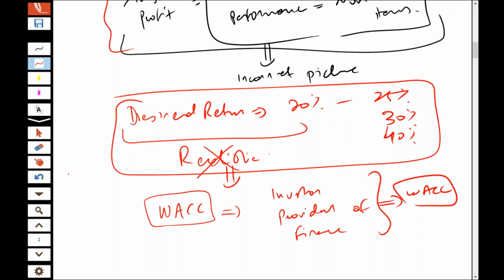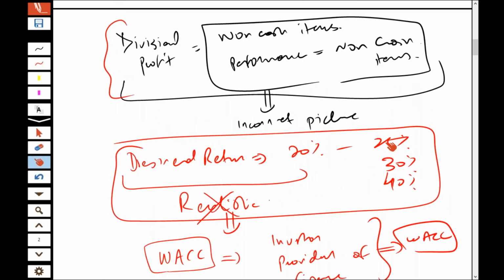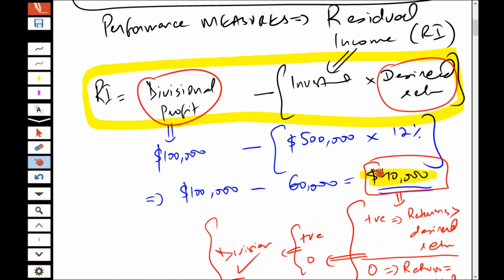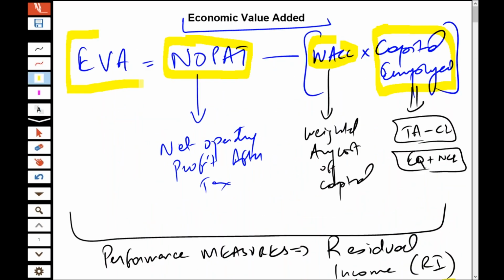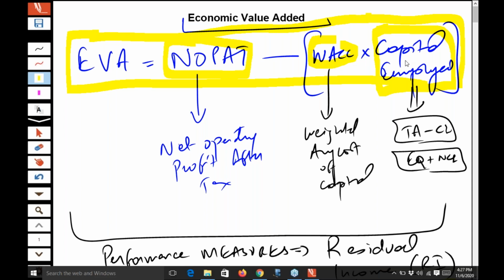So in order to overcome the limitations of this residual income, the concept of economic value added was introduced. The formula for the economic value added is the NOPAT, the net operating profit after tax, less the WACC times capital employed. Why was this specific formula introduced? It was introduced with an objective: to overcome the limitations of the residual income as a performance measurement tool of any organization.